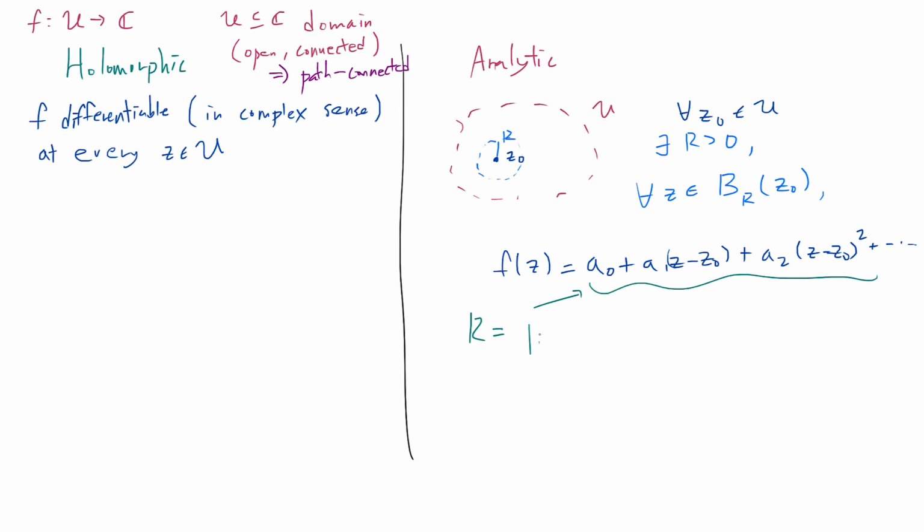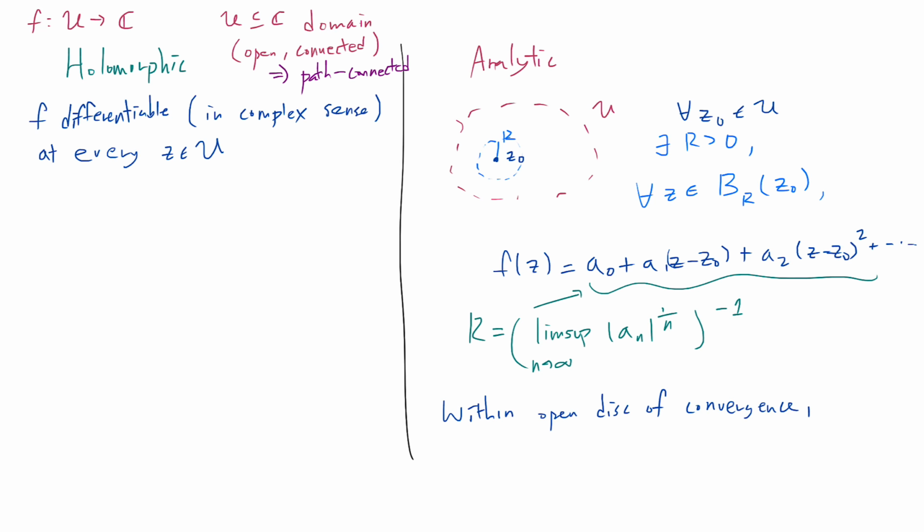is going to be lim sup as n goes to infinity of, I think it's a sub n to 1 over n, and then you raise it to -1, right? Where infinity to -1 is 0, and the usual things like that. But a key fact, really from real analysis, since the proof is basically the same, is that within this open disk of convergence, if you are an analytic function, you can actually differentiate term by term.